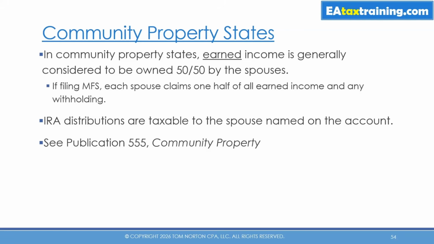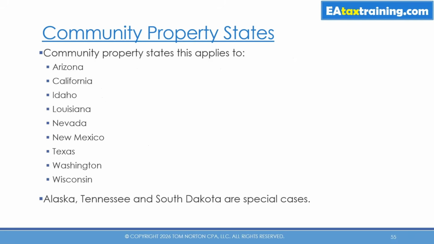That is only for earned income. IRA distributions are taxable to the spouse named on the account. And for more information, you can get Publication 555. But here is a list of the community property states. You do not have to memorize this list. If you get a question on the exam, they will tell you that it was a community property state.